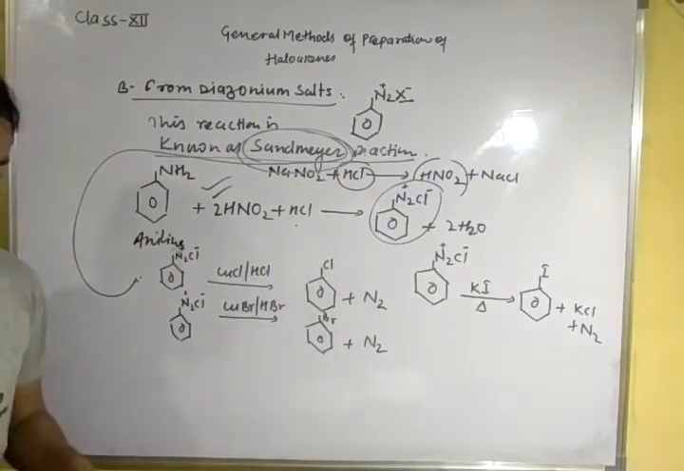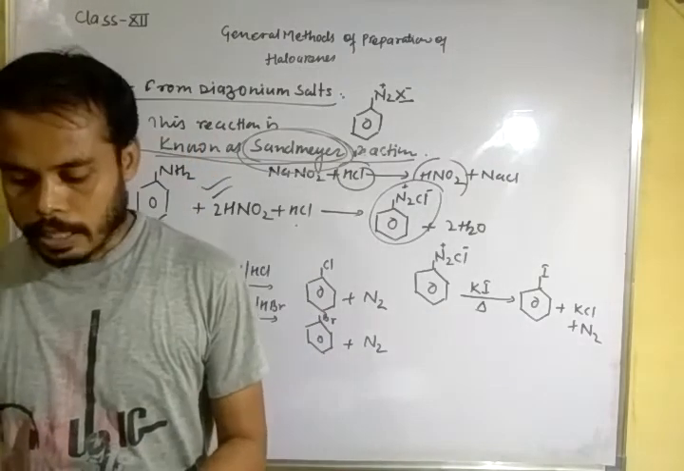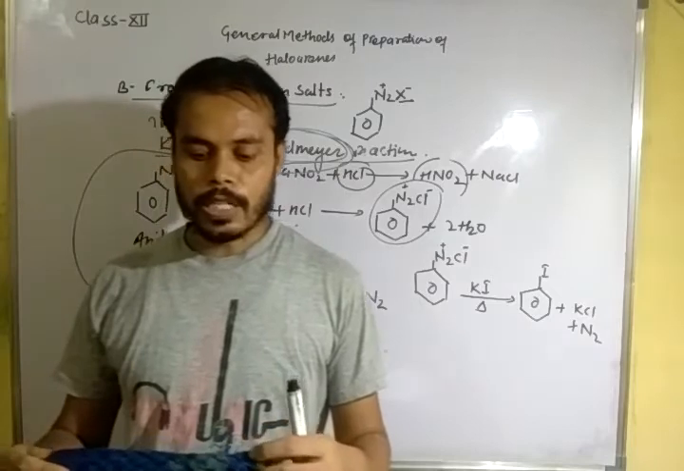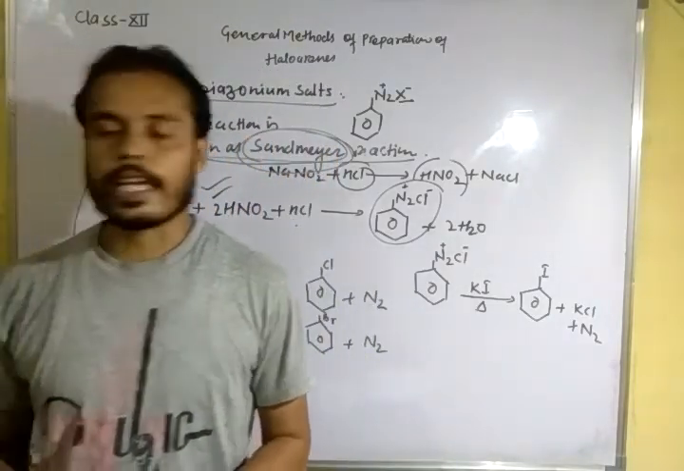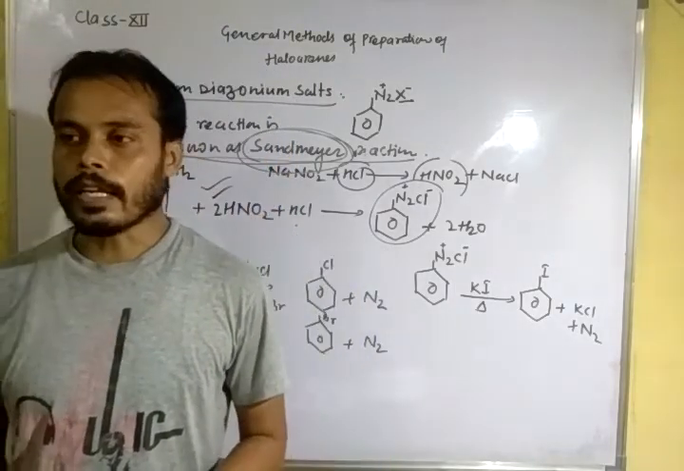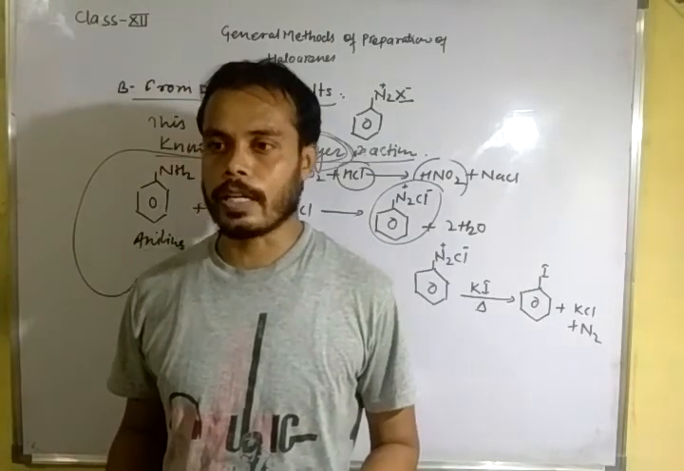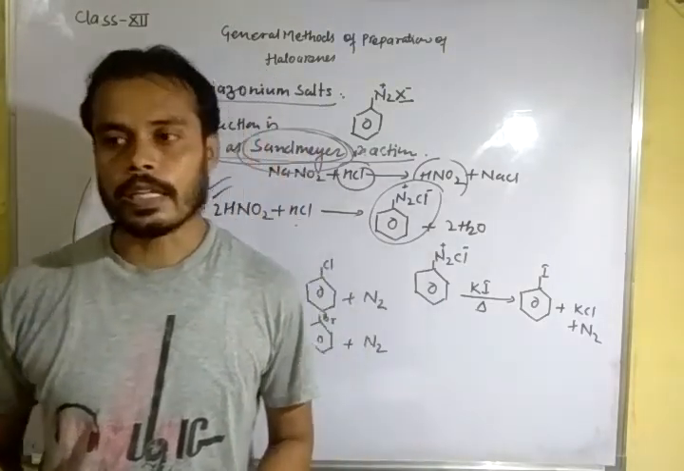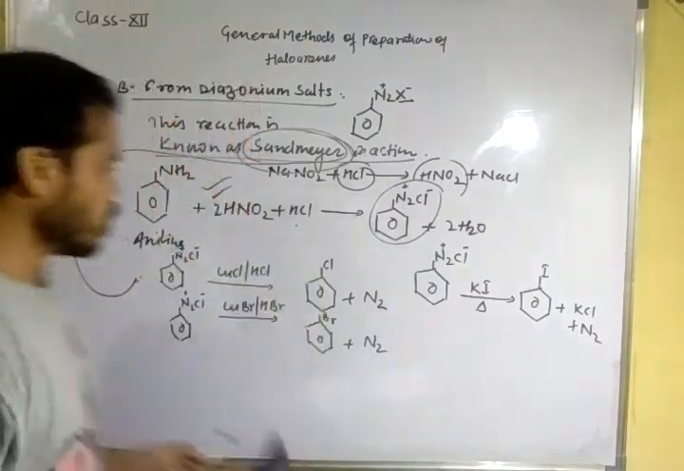Now, the second one is fluorination. Aniline is treated with sodium nitrite in the presence of tetrafluoroboric acid, HBF4, at 273 Kelvin to form benzene diazonium tetrafluoroborate, and after heating it forms fluorobenzene. Okay, see here.